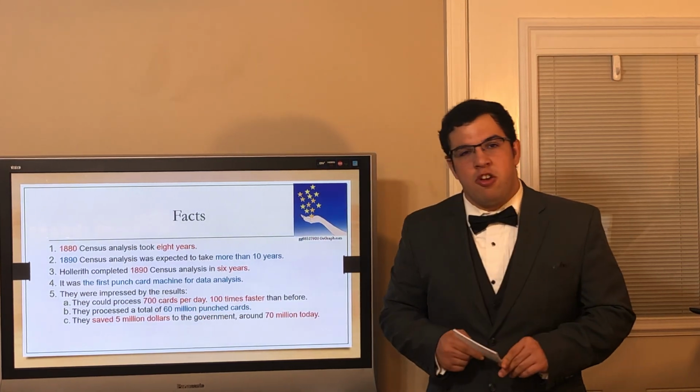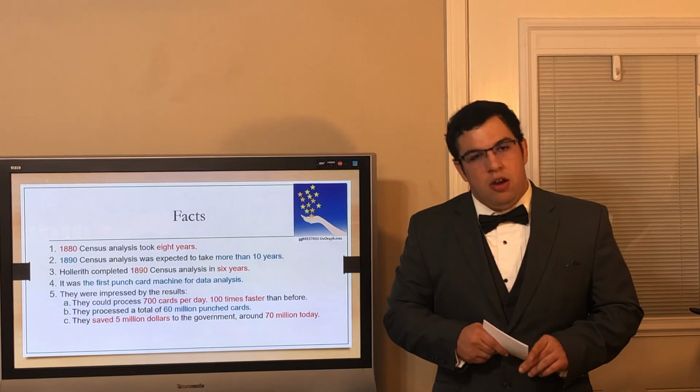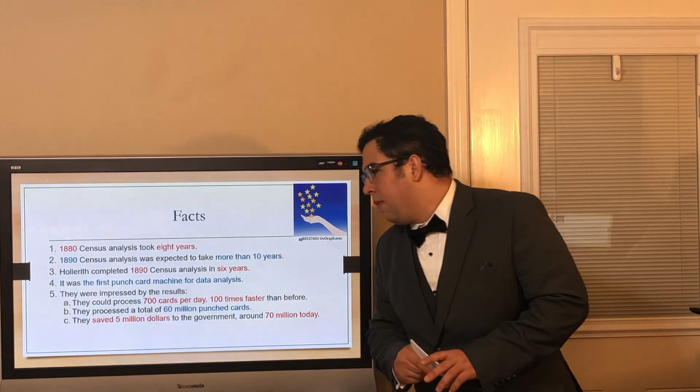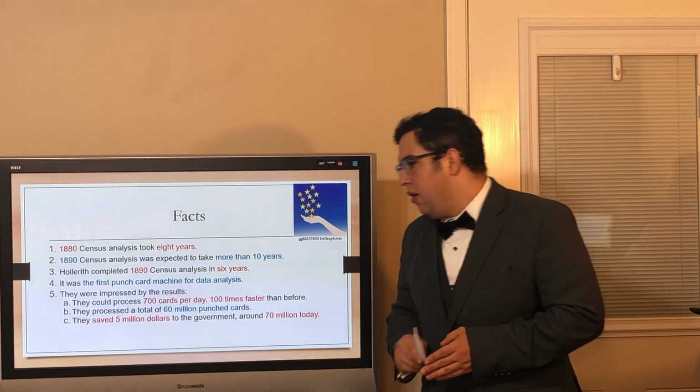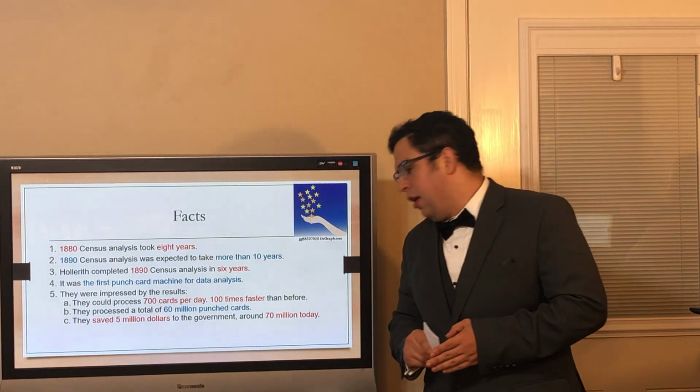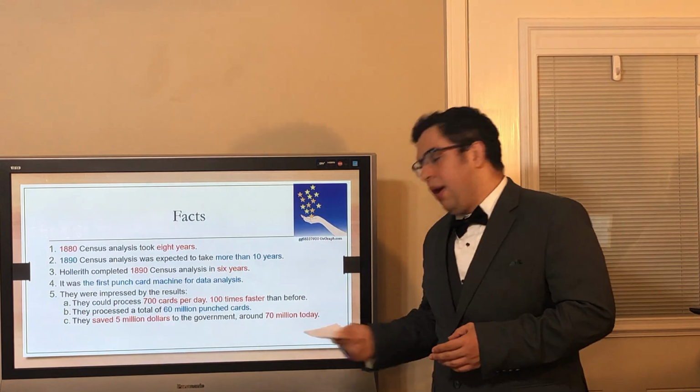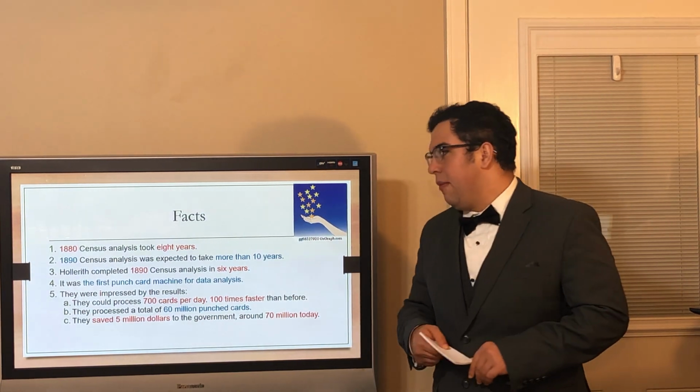It took 700 cards per day, 100 cards faster than before. They processed a total of 60 billion punch cards. They saved $5 million in government, around $70 million today.